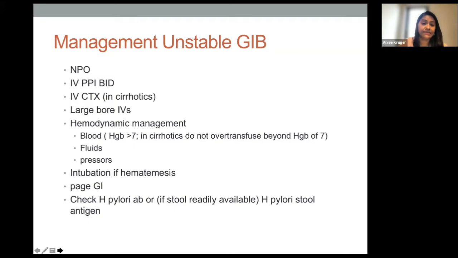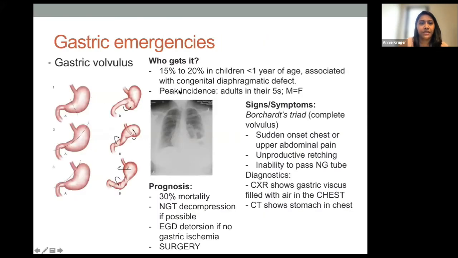what their status is. And then if you see that there might be a hint that there's some H. pylori involvement, then at least get them the appropriate follow-up so somebody can do a biopsy as an outpatient, or they can do a stool antigen or whatever. But in the case of the unstable GI bleed, large bore IVs, IV PPI. If you have cirrhosis, then make sure you get them ceftriaxone, large bore IVs, and hemodynamic management. Intubation if they're having hematemesis, and obviously let GI know. I think you guys know all of that.